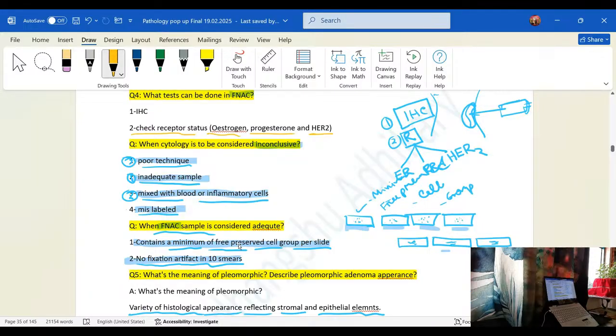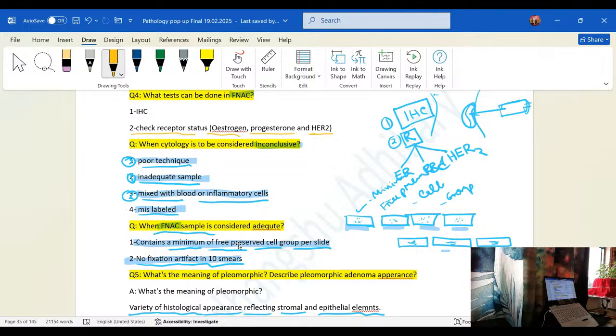Sample is inadequate when mixed with blood and inflammatory cells, mislabeled, or misstained. An FNAC sample is considered adequate when it contains a minimum of free preserved cell groups per slide, and no fixation artifact in the smear.